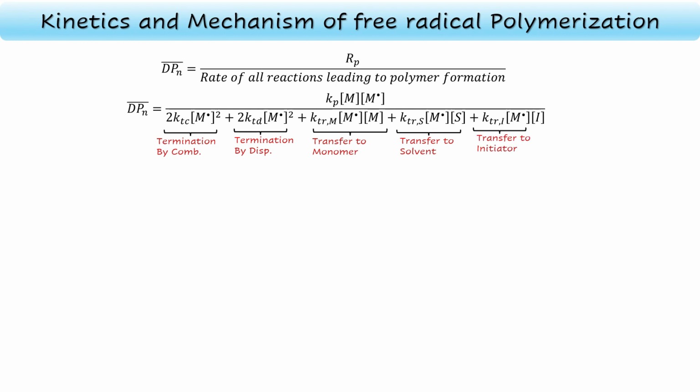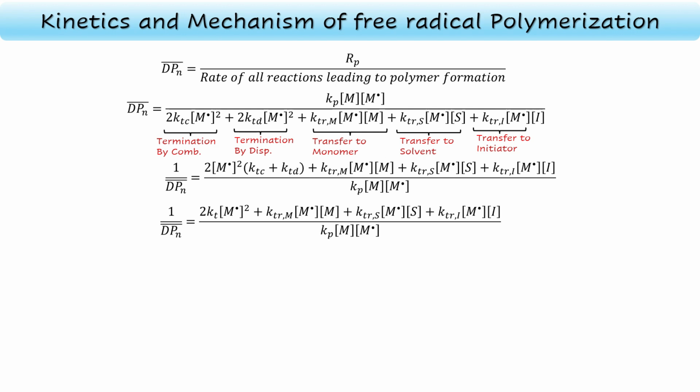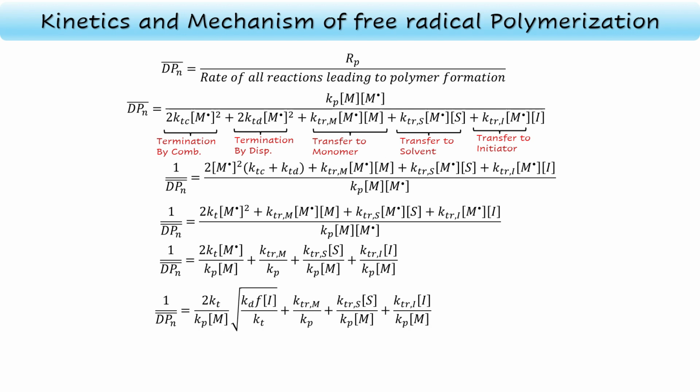To simplify the analysis, we often work with the reciprocal, 1 over degree of polymerization. This lets us break down the contribution of each process. Let's combine the termination by combination and disproportionation into Rt. In the next step, let's divide each term separately by Rp after placing the value of the concentration of the growing radical M radical that we previously found by steady state approximation, and on simplification we arrive at this expression, where the first term corresponds to 1 over DPn naught, where DPn naught is the degree of polymerization in the absence of chain transfer reactions.